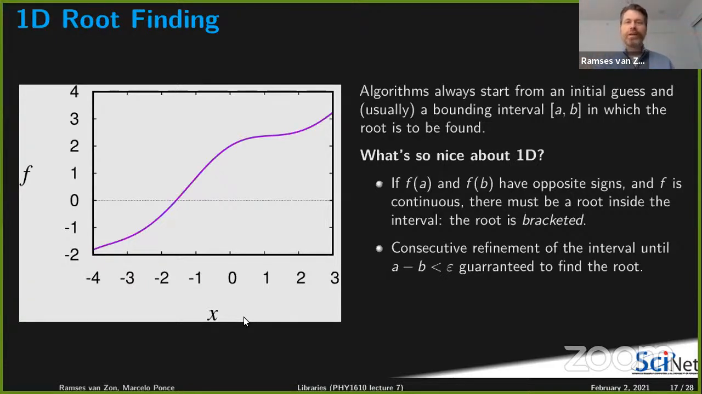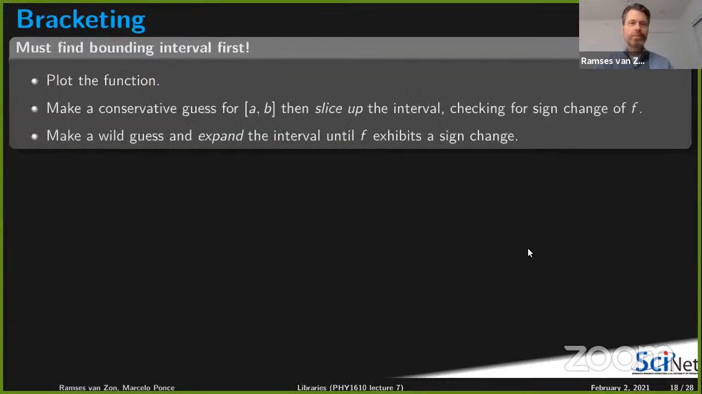That's really the principle of a lot of these algorithms: we will try to find such a bracketing interval. That's a bit of guesswork, but once we have that, we can do consecutive refinements to get the interval smaller and smaller and zoom into a root. Now we have to find this interval first. You could do this by plotting the function, but not with that many functions. Or you could make some conservative guess and say, look, all the values in this function are of order 1, so let's try from -10 to 10, and that's probably good enough.